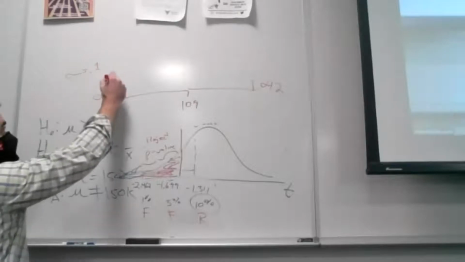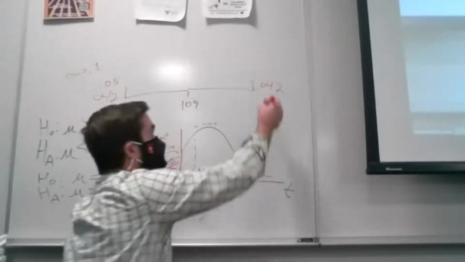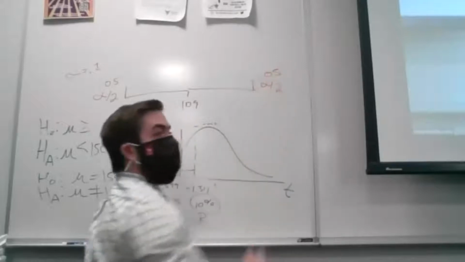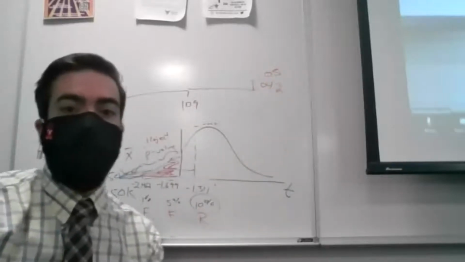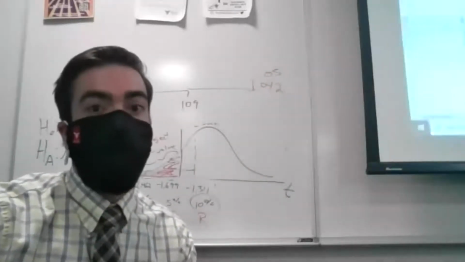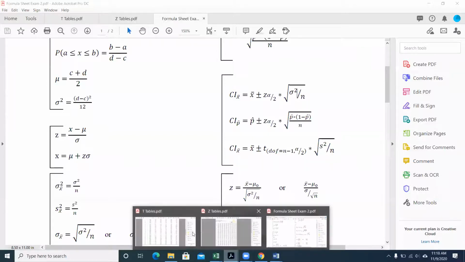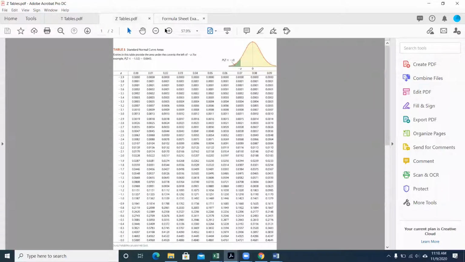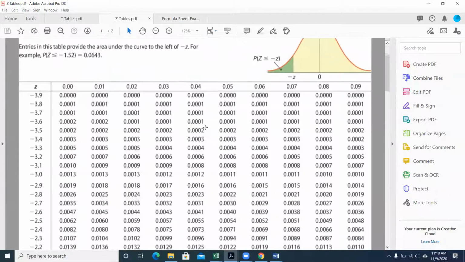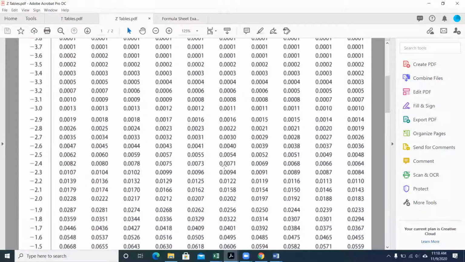So 0.1, so 0.05 on each side, right? We divide that by 2. So I want 0.05 in that lower left tail. I can do it two ways. One, I can just use that standard normal table, right? So 0.05, say it's in between these two.